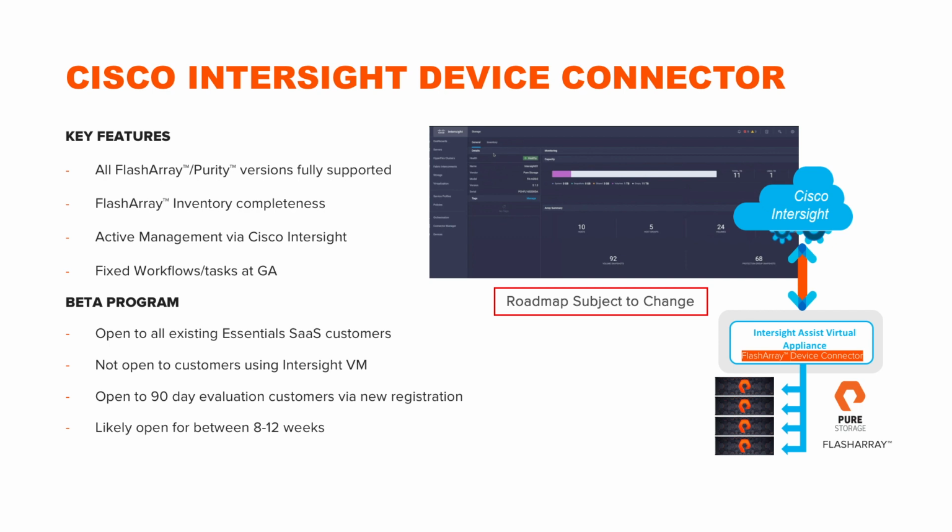We've provided the FlashArray device connector, wrapped into a virtual appliance, which Cisco termed the Intersight Assist virtual appliance. That appliance exists on premises. You download it via an OVA that you deploy internally in your infrastructure, and it acts as a proxy between all your local devices that you want to connect up. In this case it's FlashArray, but it could also be vSphere, vCenter.